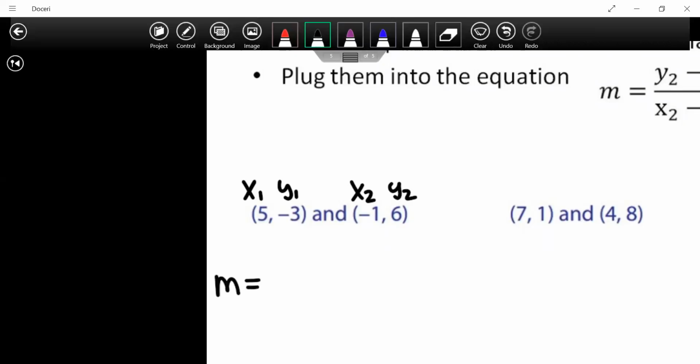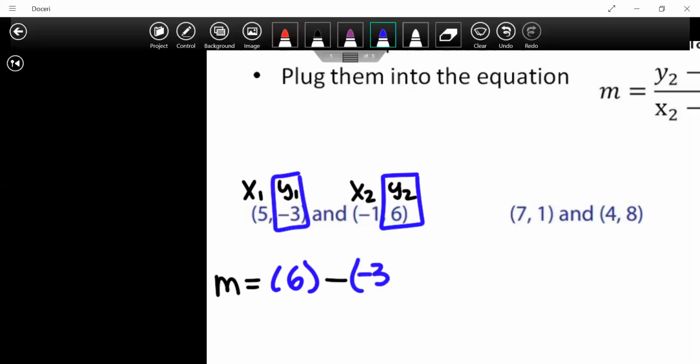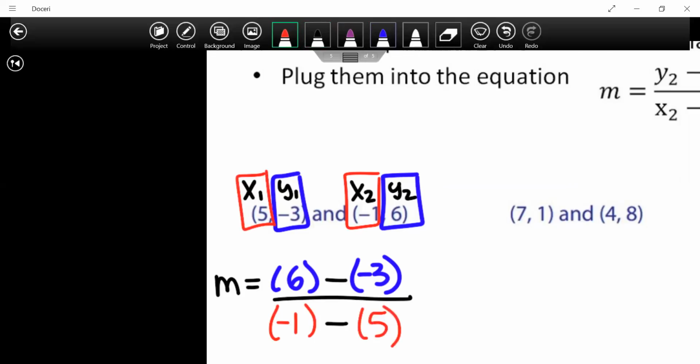And all we want to be able to do is plug them into our equation. So what's my Y2? Y2 minus Y1. So what's my Y2? 6. Oh, sorry. They're mixed up a little bit on mine. Okay, so what's my X2? I'm going to put it in parentheses. Minus, what's my Y1? Oh, -3. All over, what's my X2? What's my X1? 5.